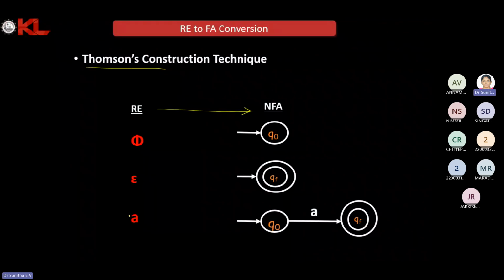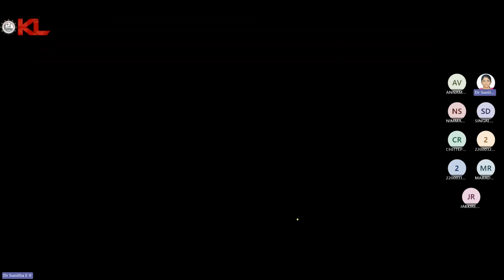Then if you want to represent a, or 0 or 1, any input symbol, we represent it as a transition from one state to the other. This is how we represent a single symbol. A single symbol is also a regular expression, so it is represented as a transition. So let us see an example.